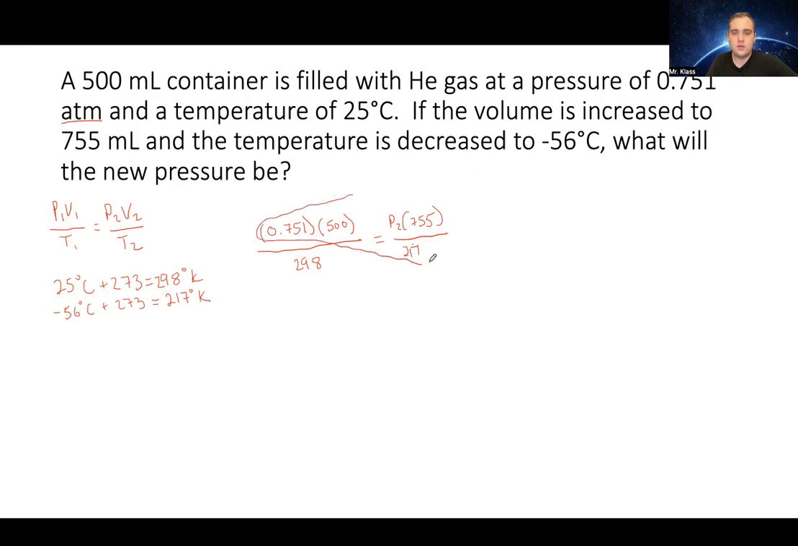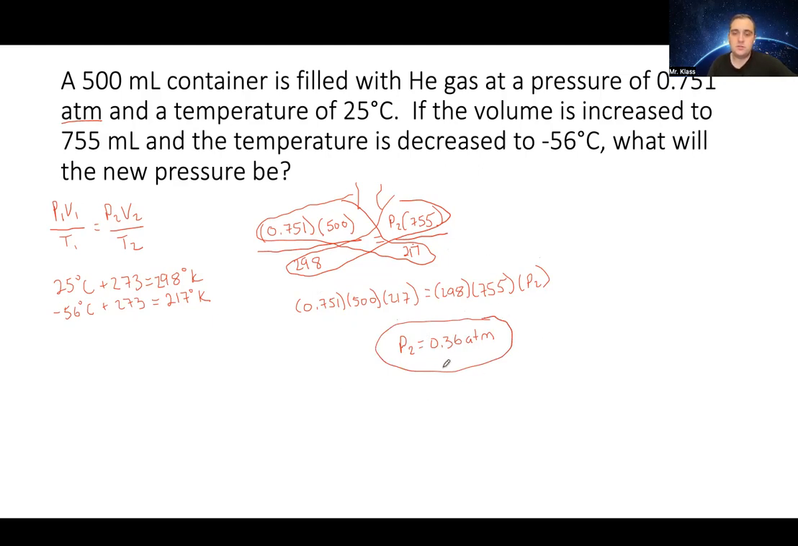Okay, what we're going to do again is cross multiply and make it into a butterfly. So now we get 0.751 times 500 times 217 is equal to 298 times 755 times P2. Now, all we've got to do is multiply across, find our variable, and do some basic algebra. I did the math for you, so P2 is equal to 0.36, and we need to indicate units here, atmospheres, because these are not in kilopascals. So now we have our answer. P2 is equal to 0.36 atmospheres. Double check our question to make sure that we solved for the right variable, and we did indeed, because it's asking for the new pressure.